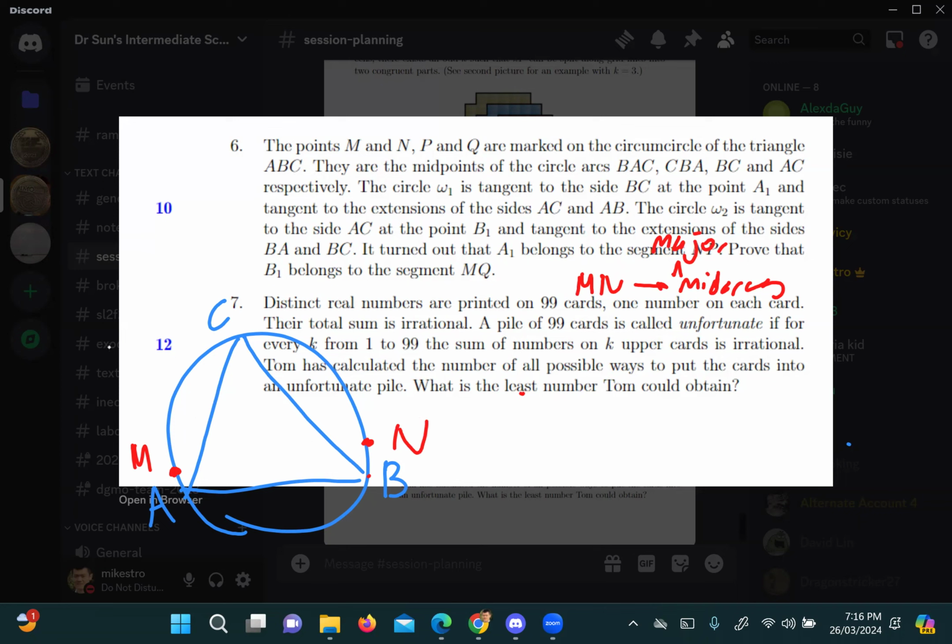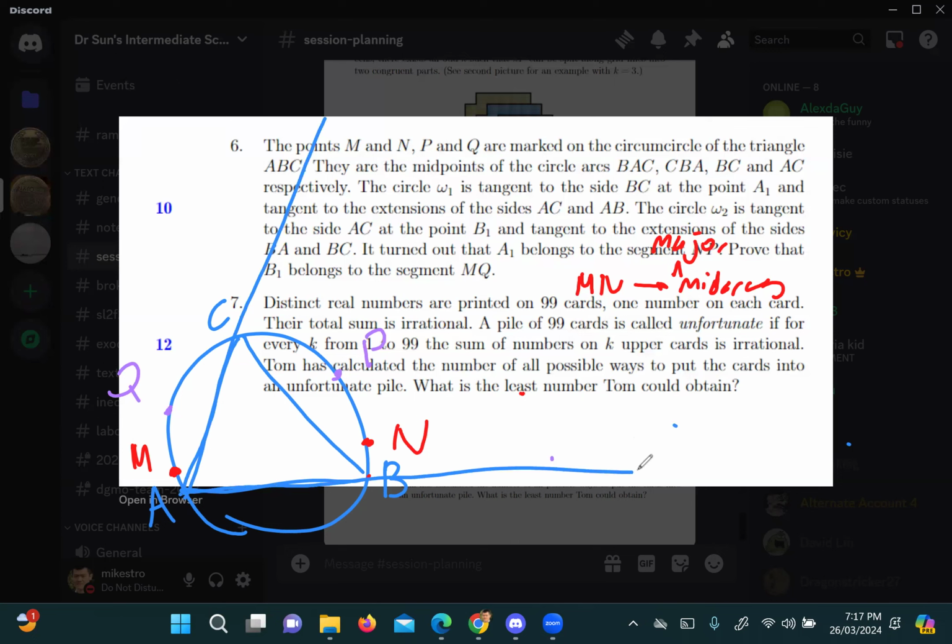And then we have our points P and Q, where P is the mid arc of BC, Q is the mid arc of AC. The circle omega 1 is tangent to side BC at A1 and tangent to the extension of the sides AC and BC. What omega 1 is, it's just the A-excircle. We'll just draw that in.